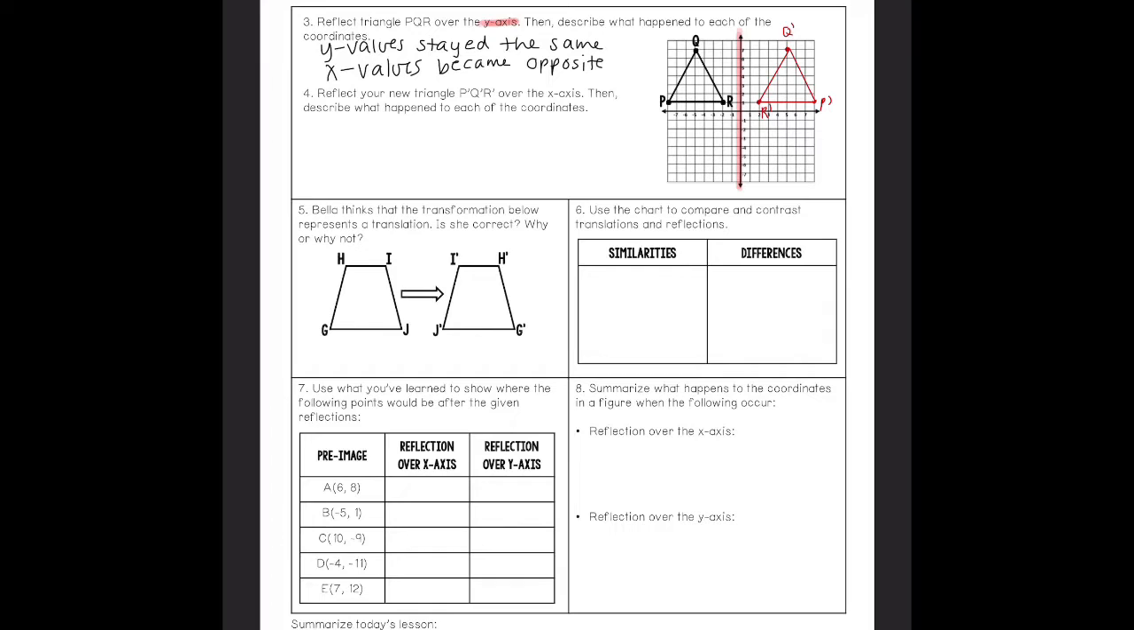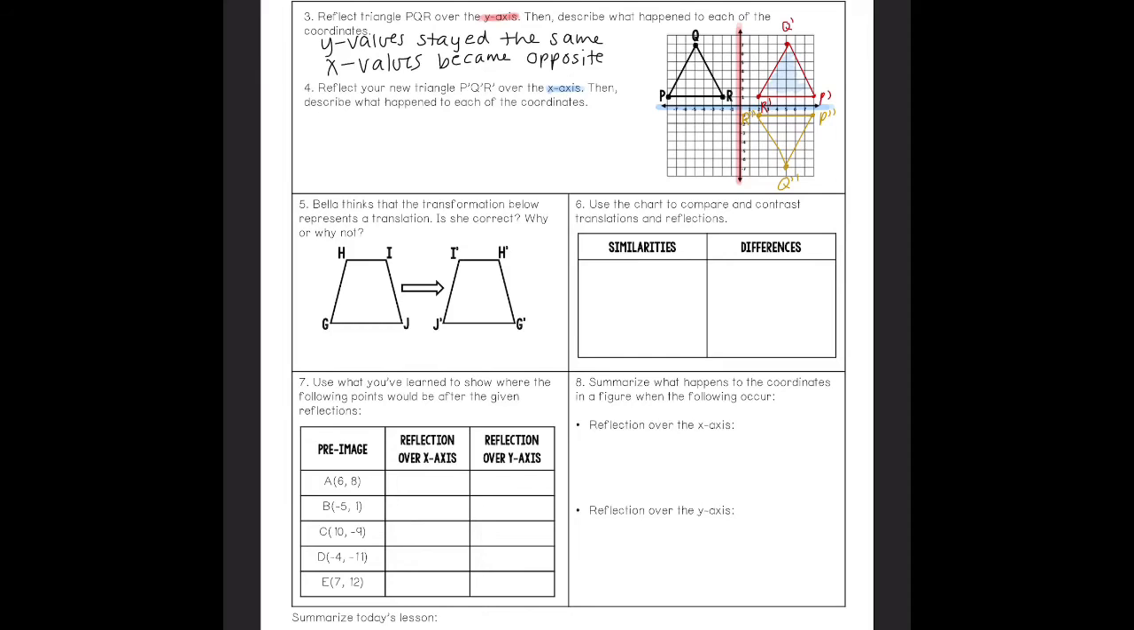Okay? So then it says reflect your new triangle PQR over the x-axis. So this time we're going to reflect over the x-axis with the new triangle. So now we're talking about this triangle here. Then describe what happened. So I'm going to do that really quickly.